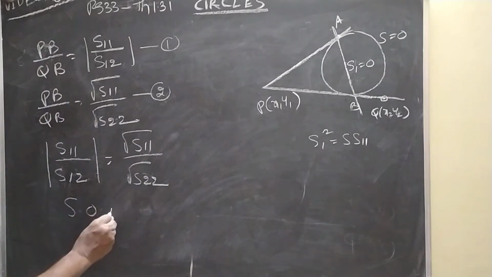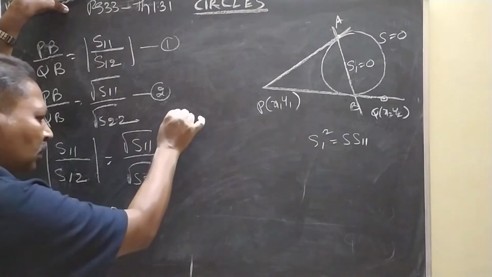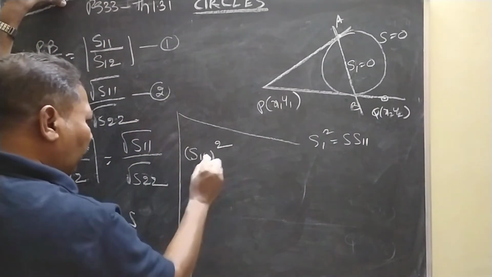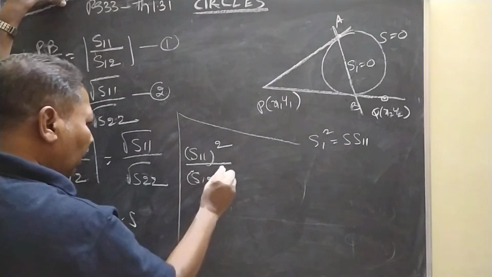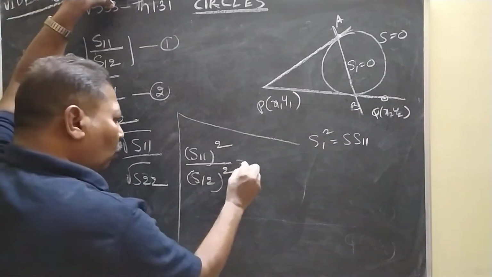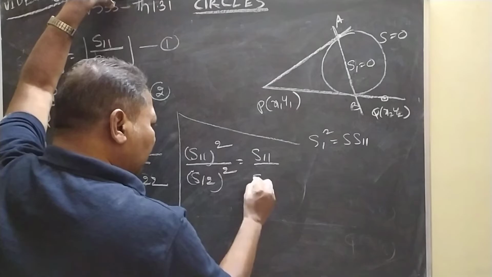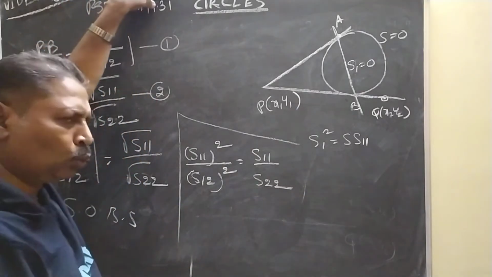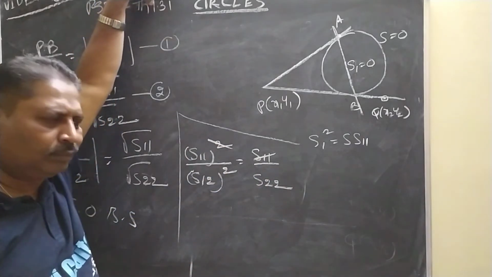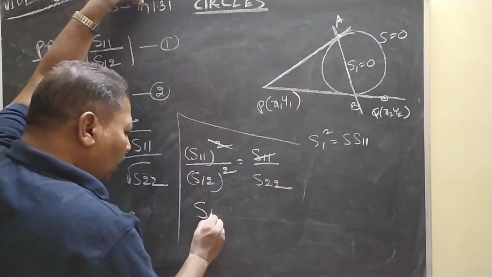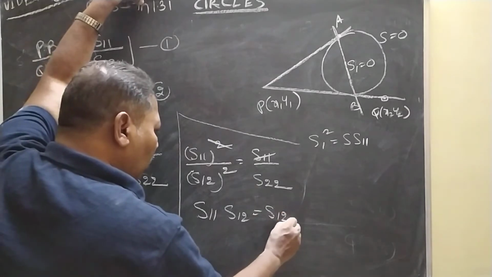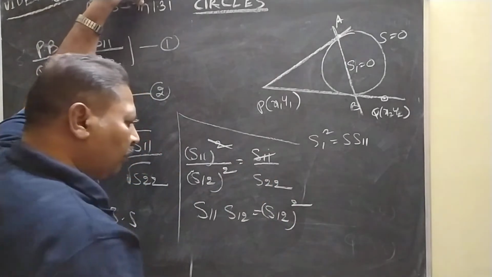Squaring on both sides. S11 whole square by S12 whole square equals, root square cancels, S11 by S22. Both sides S11 cancel, by cross multiplication S11 into S22 equals S12 whole square.